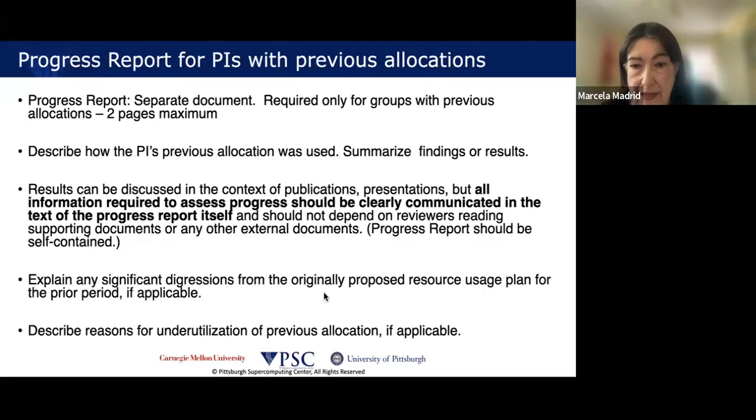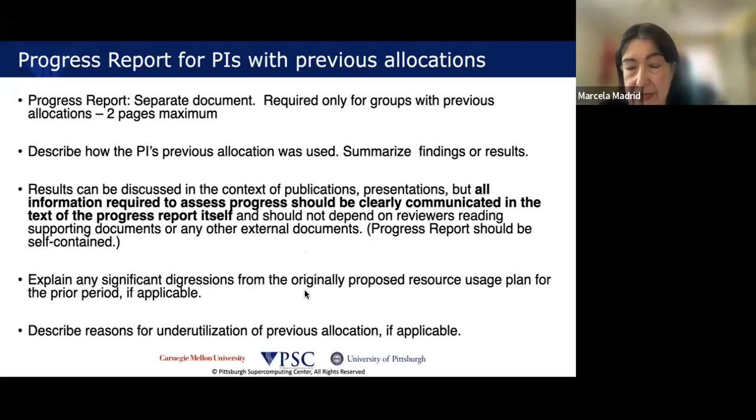As I said, if the PI has had a previous allocation, include a progress report as a separate document, and it is mandatory for groups that have had an allocation before. It should be a maximum of 2 pages. Describe how the previous allocation was used and summarize findings of results. The results can be discussed in the context of publications, but all the information should be clear in the progress report itself. That is, the progress report should be self-contained.